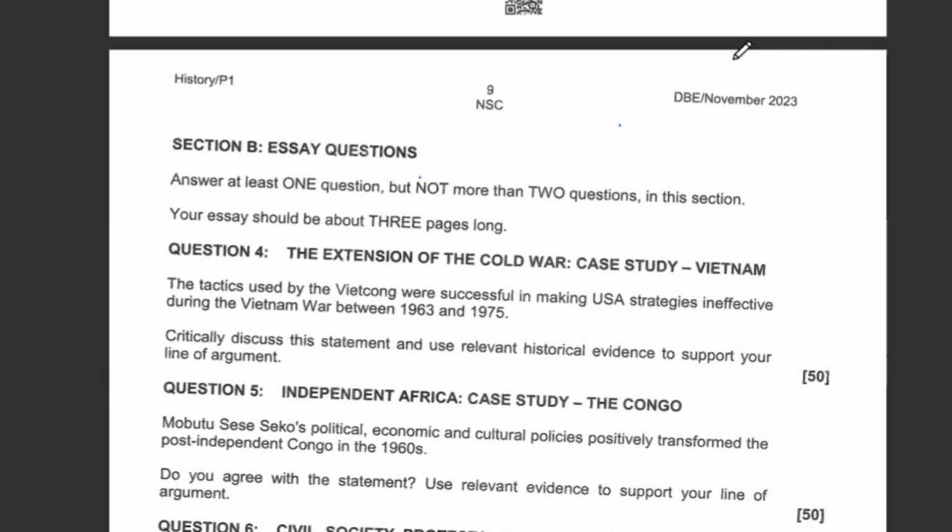The Vietcong used guerrilla warfare tactics. This is an opening statement. It's a point for my paragraph. I have indicated that the Vietcong used the guerrilla warfare tactics. Then I go on to explain what it is that we call guerrilla warfare. What is involved in this form of fighting?